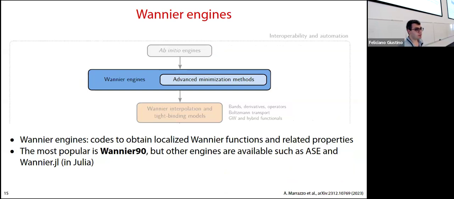So why I'm using this term Wannier engines? Because in the end, what you will see today is a single code, which is called Wannier90. But the point I would like to make here today is that what I show is somehow more general. So in principle, you can have different codes. A Wannier engine for me is a code to obtain localized Wannier functions and related properties. The most popular is Wannier90, and this is what we're going to see in the hands-on tutorial.